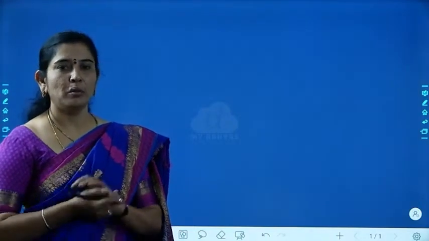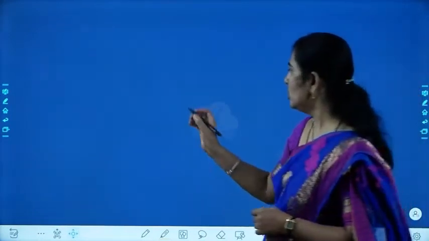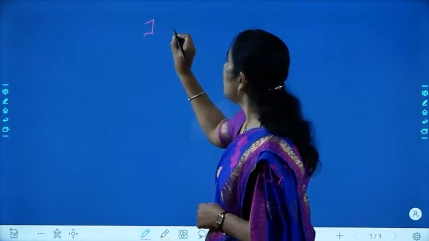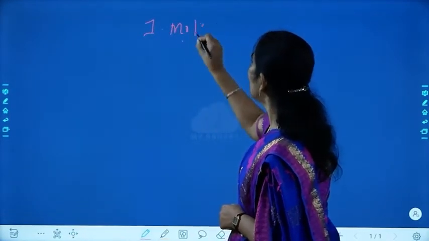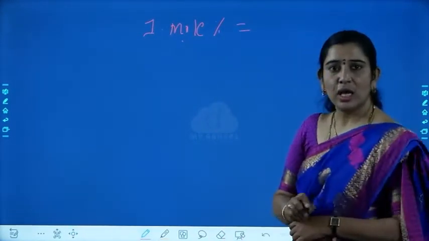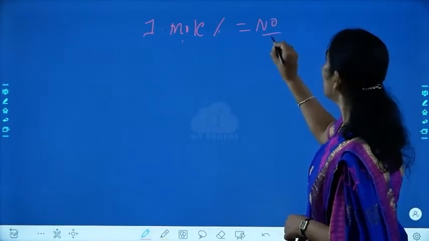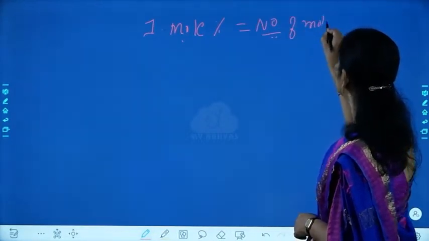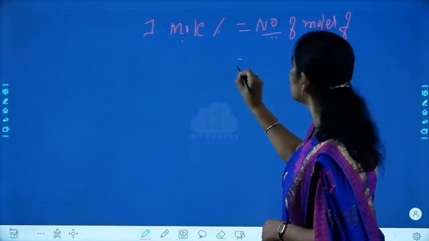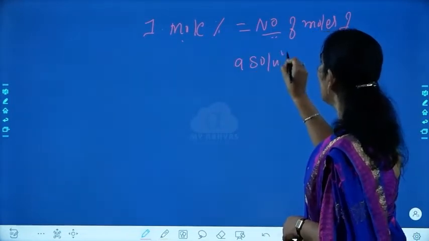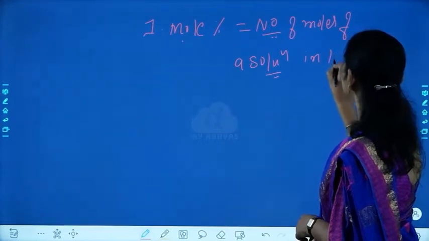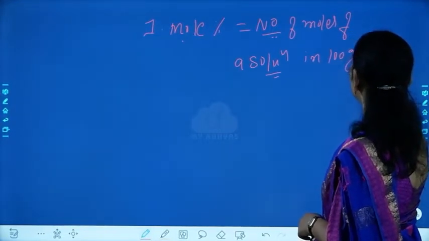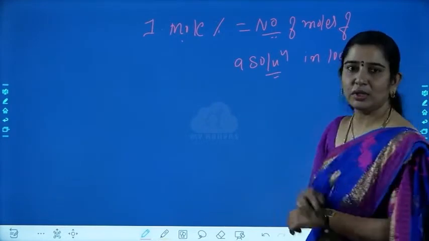You know very well, percentage means 100. Mole percentage is the number of moles in 100 gram solution. Very simple. So mole percentage means the number of moles of a solute in 100 gram solution. This we call mole percentage.